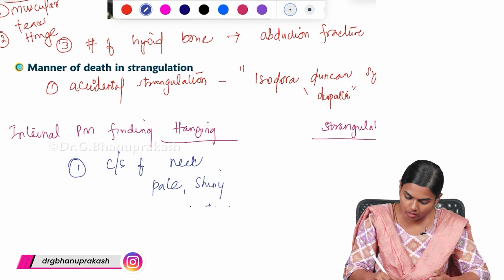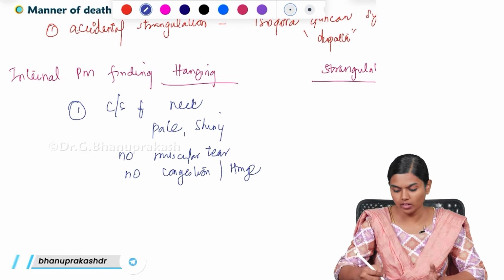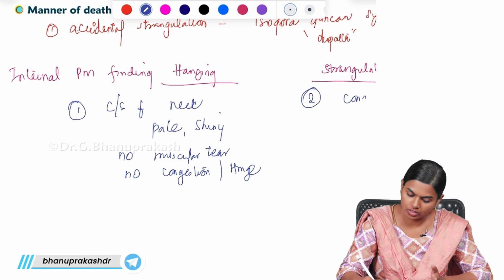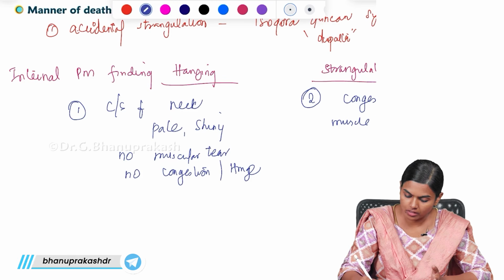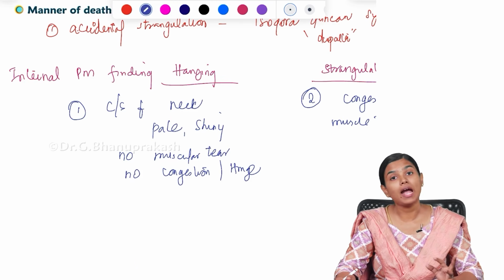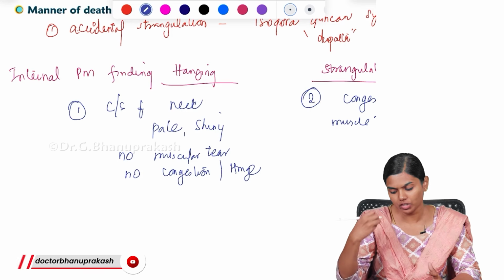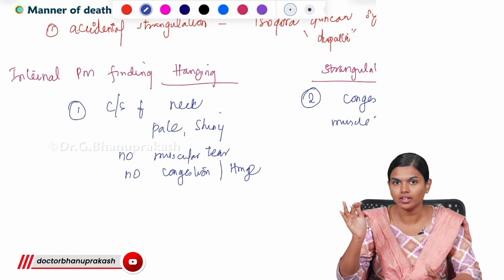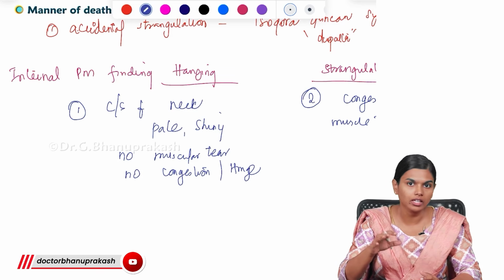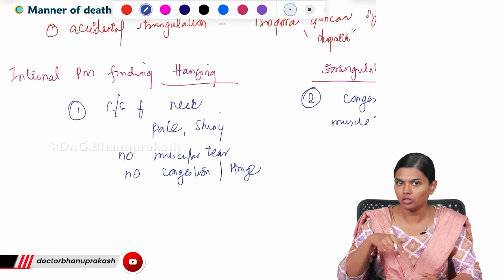and there will be no congestion or hemorrhage. But in case of strangulation, you can see congestion and some muscle tears. It may not be as severe as in throttling, but still you can see some congestion and muscular tear in strangulation, while in hanging there will be nothing. It will be very pale and shiny. So the cross section of the neck will look like this.